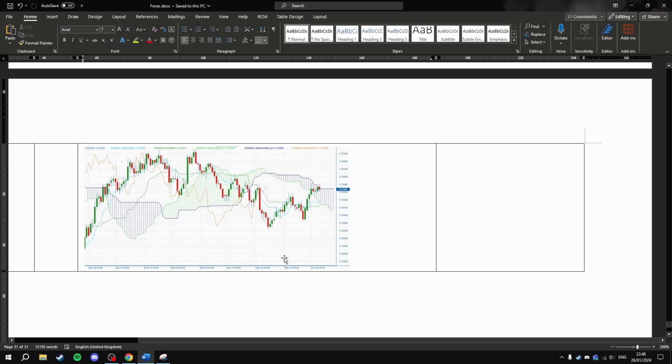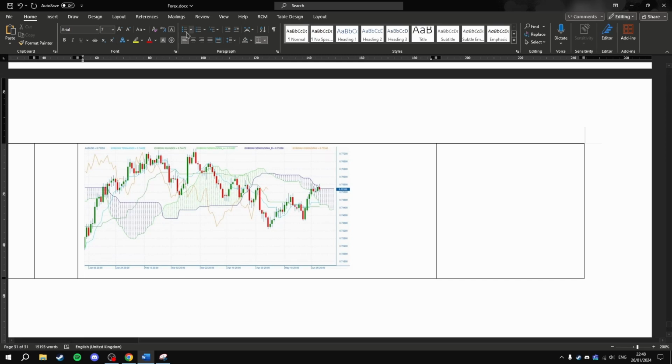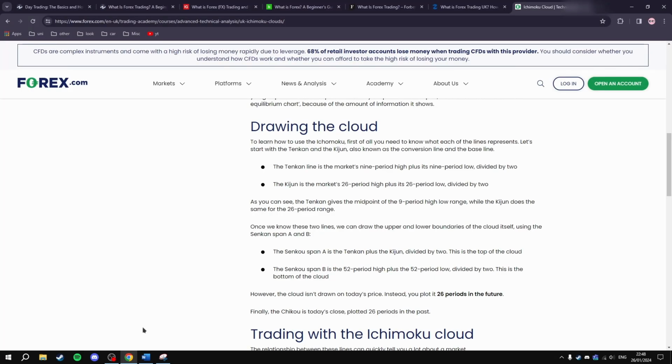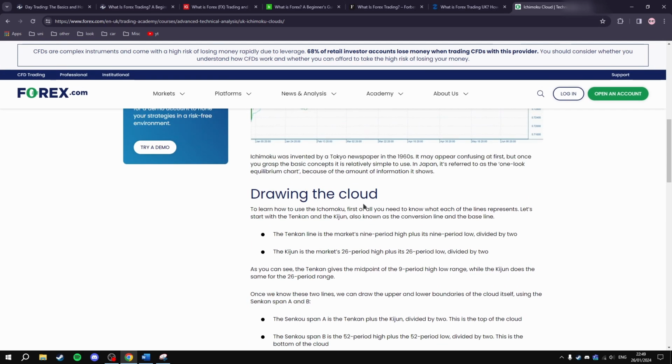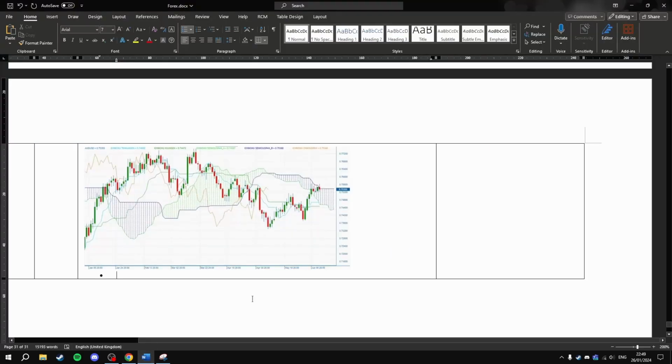Right, okay, so drawing the clouds. Learning how to use Ichimoku. That's a nice spelling mistake there. First of all, you need to know what each of the lines represents. Let's start with the Tenkan and the Kijun, also known as the conversion line and baseline.